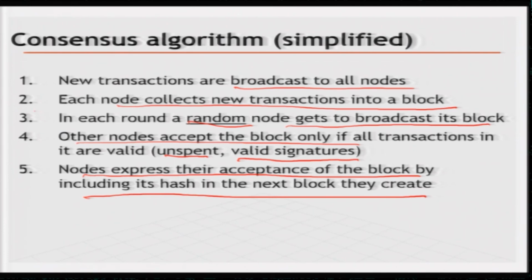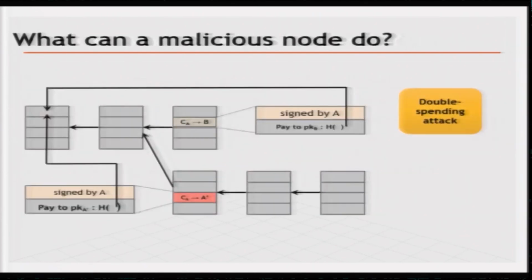Now, this step is what we have to discuss more, because how does this random node get selected, because we have no central authority. So, we have a decentralized system. So, before that, let us see what a malicious node can do.